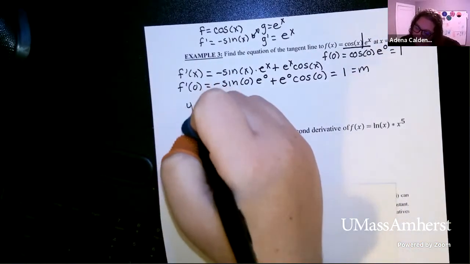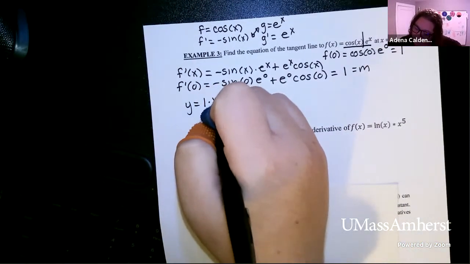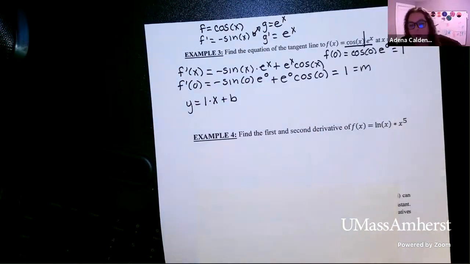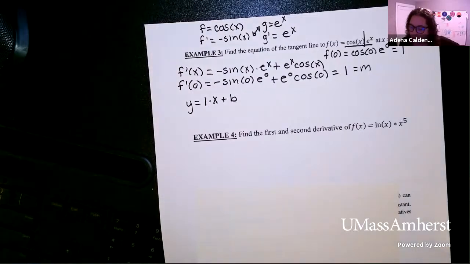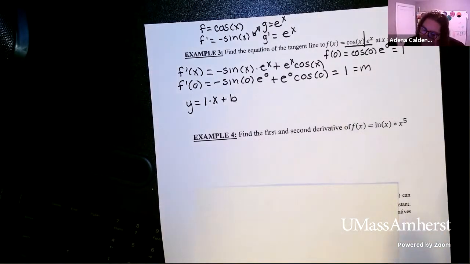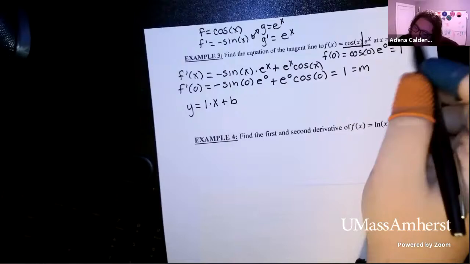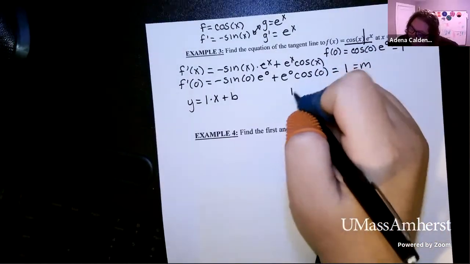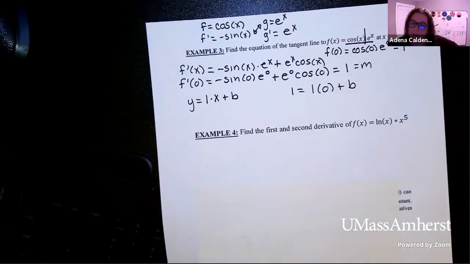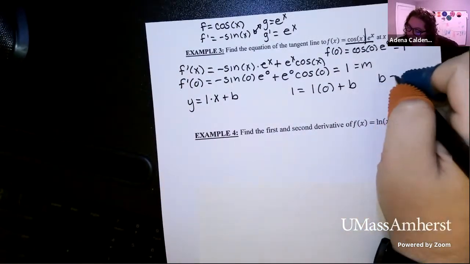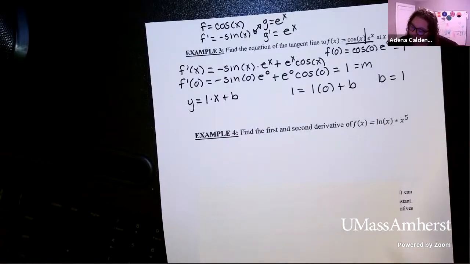So now I have y equals 1x plus b. So the slope is 1. We don't usually write the 1, but just for this step, I'm going to write it. We could just write x and the slope would be 1. So now we want to use our point here. When x is 0, y is 1. So I have 1 times 0 plus b. That tells me that b equals 1.